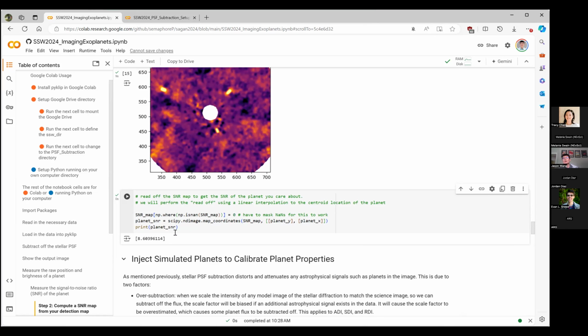This is above what I said. Normally, we want a detection of above 5, so this tells us that we have a good detection of planet C.